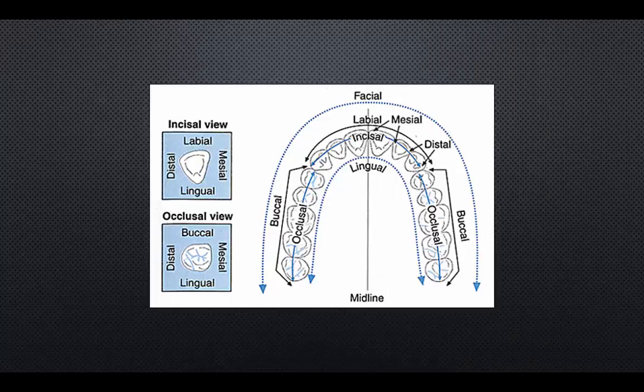A number of anatomic descriptors are also used to better describe the surface of the tooth. These include facial, which can be labial or buccal, oral, which can be lingual or palatal, approximal or interproximal, mesial, distal, occlusal, incisal, apical, and coronal, as seen in this diagram.